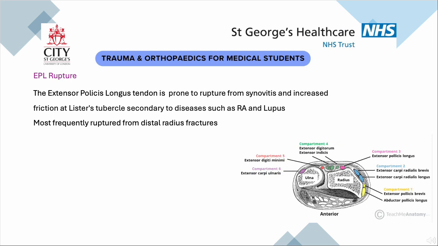The final tendon injury to mention is the extensor pollicis longus, which runs to the ulnar side of the thumb on the dorsum. So it is prone to rupture as it goes round Lister's tubercle, which is the little knobble on the back of the radius. And there's some friction there, particularly in conditions like rheumatoid or other inflammatory conditions, and it can rupture. Again, having a distal radial fracture with a sharp edge of bone there can also cause it to rupture.